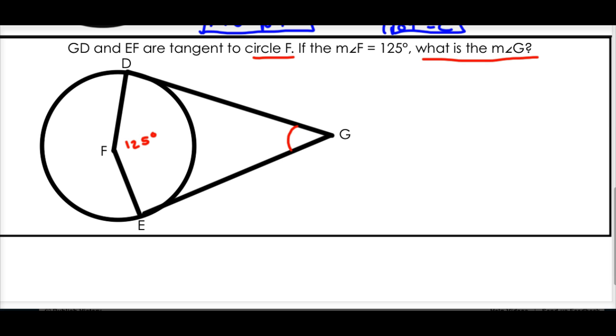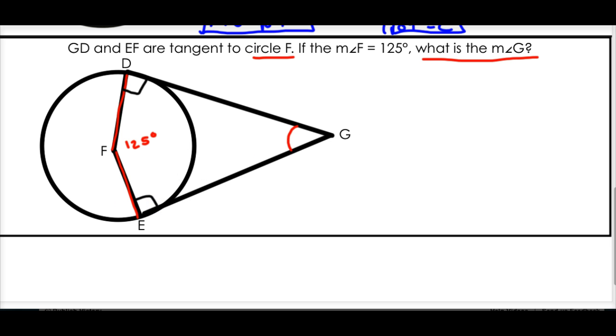Well, let's see here. How can we solve this? Maybe because we just learned about the two tangent theorem, we might be able to use that. And I think we can. If we know that GD is tangent to this circle F, then we know that FD is a radius, right? This is a radius, and this creates a 90-degree angle right here. Furthermore, we know that this is also a radius, and since GE is tangent, we could also put another 90-degree angle.